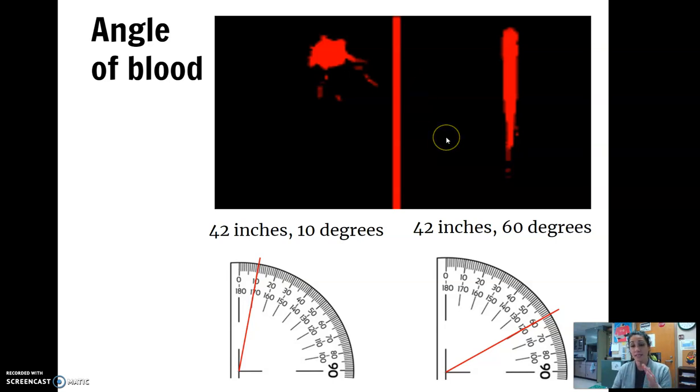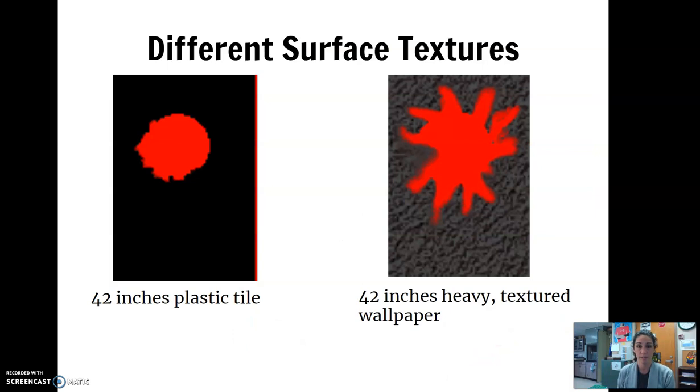Versus one at 60 degrees, so now we're talking a much steeper angle, right? 90 would be flat, so 60 would be here, 60 from the top. You're going to get a much more elongated shape of your blood drop.